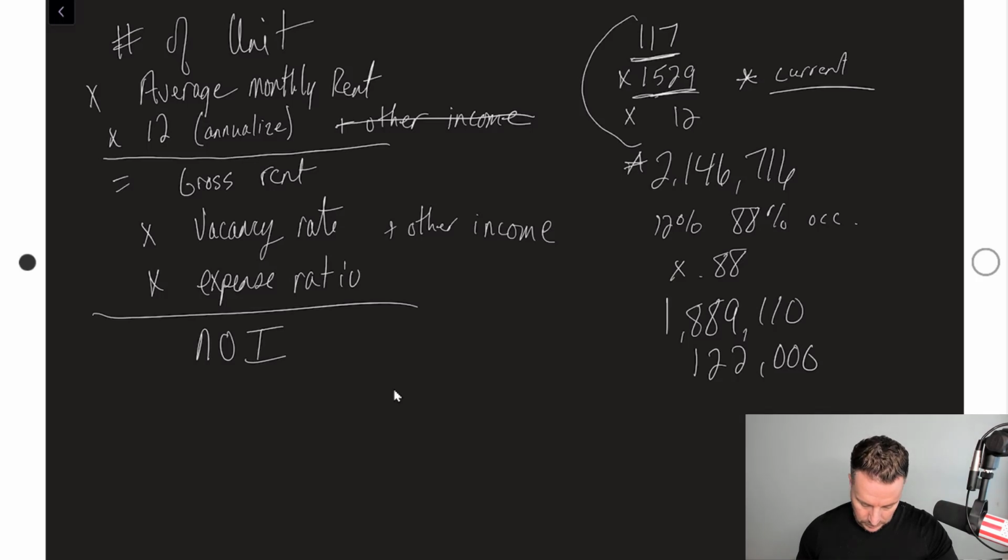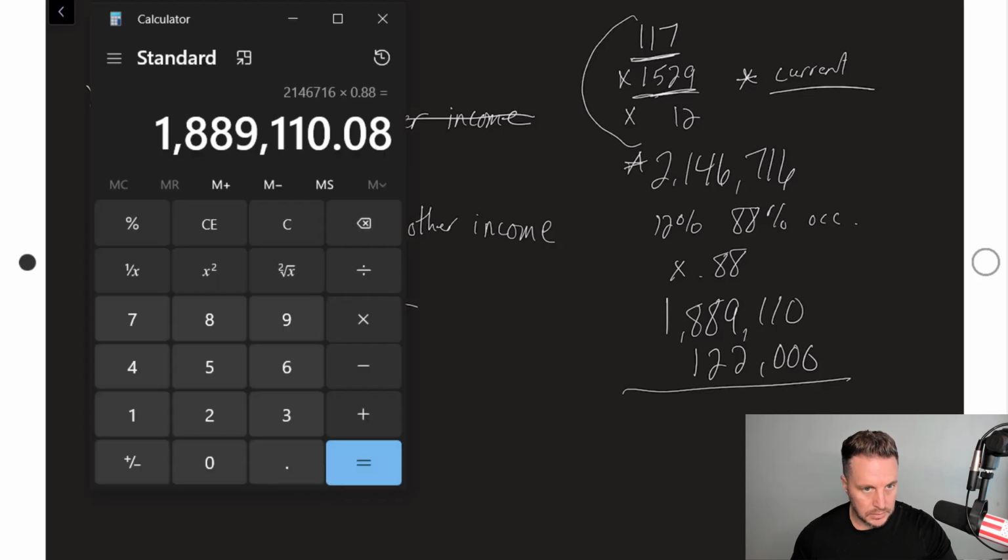So we're going to add our other income. Let's just go ahead and do that real quick. Calculator, come here. There you are. Okay. Plus 123 equals 2,011,110.